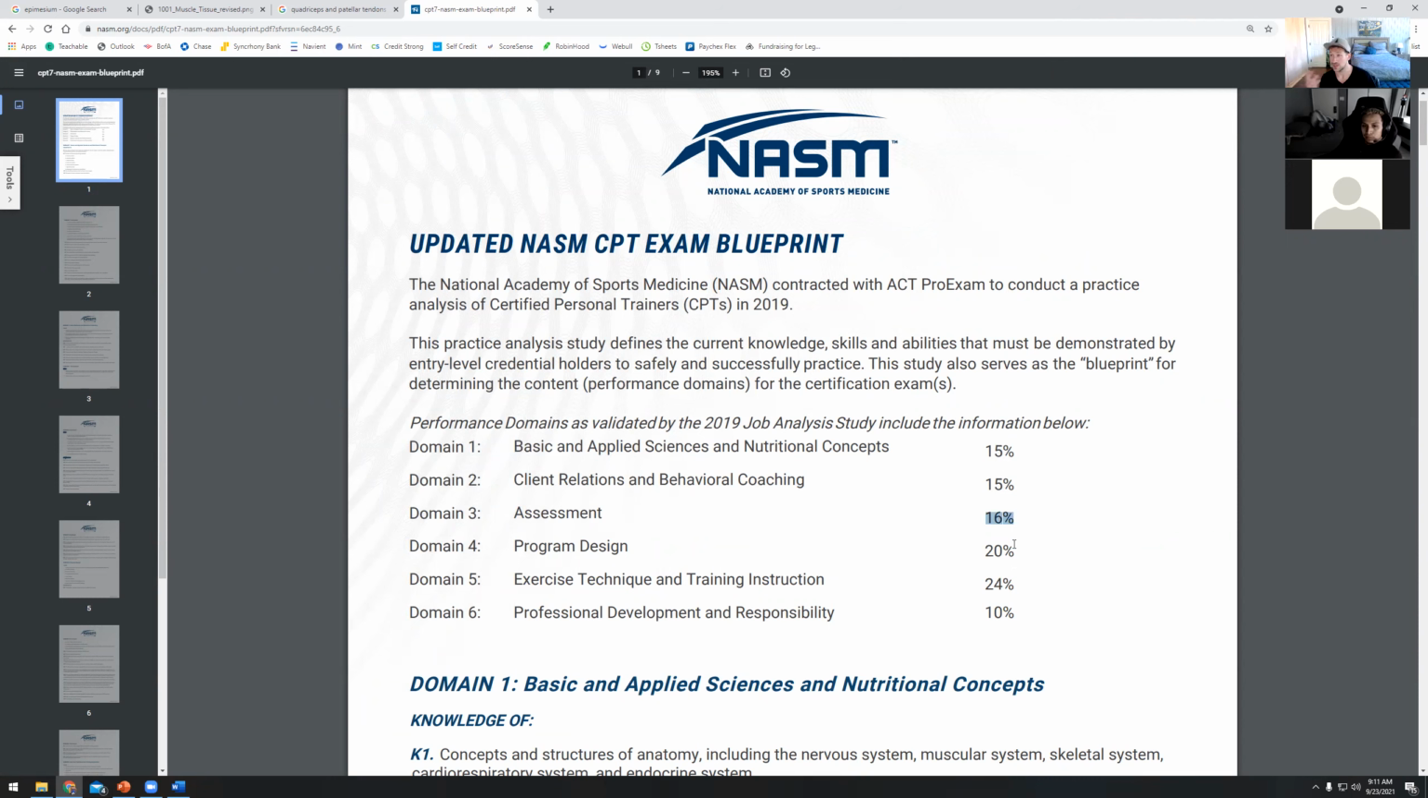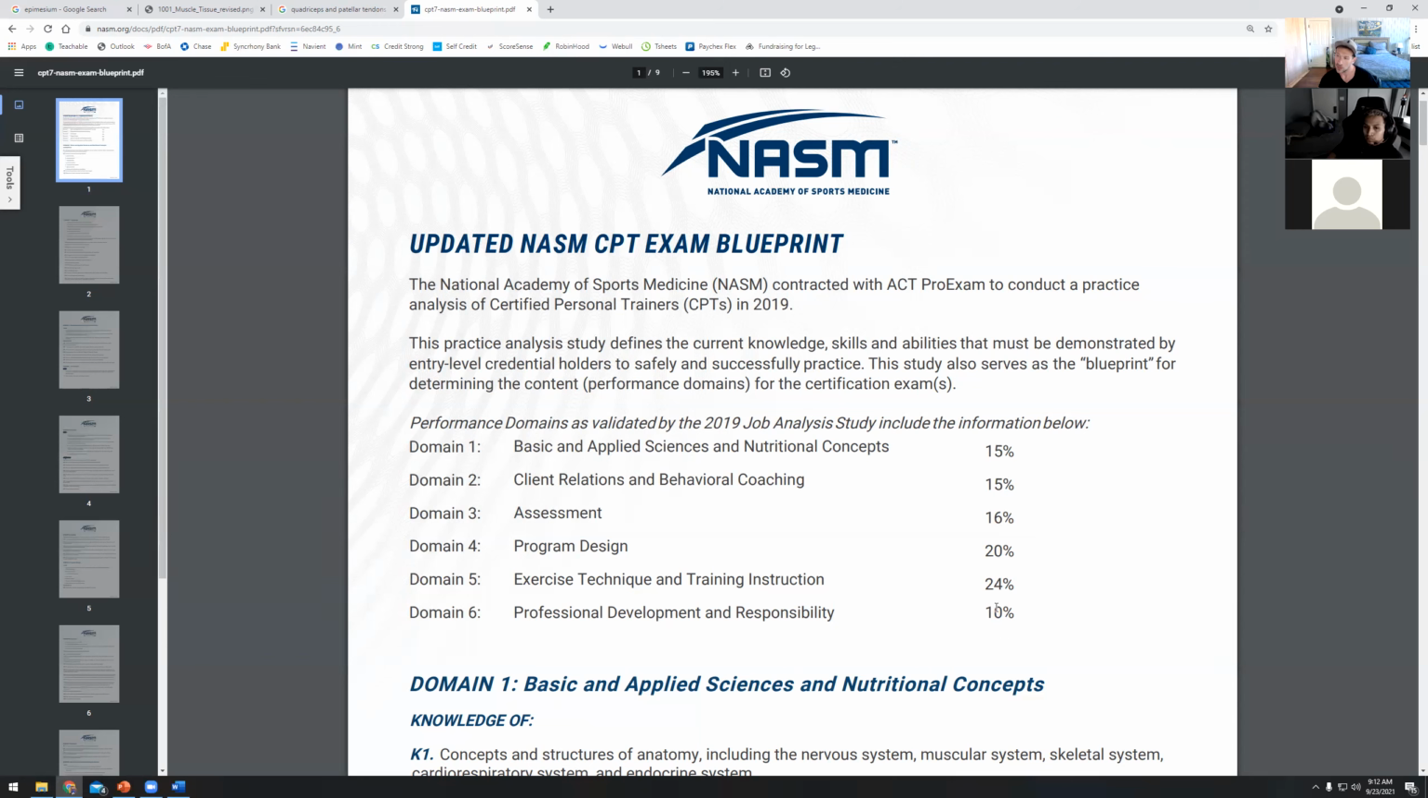16% is from assessments. This is why kinesiology is so important, so you can understand when someone moves this way, what does it mean? What muscles are doing that? That's assessment. 20% is program design, which is why we spend so much time on program design. And then 24% is exercise technique. They're not saying it here, but that's literally also program design. So really 44% is all about understanding sets and reps and tempo and things like that, which is why we revisit that so often here. And then 10% of it is professional development.